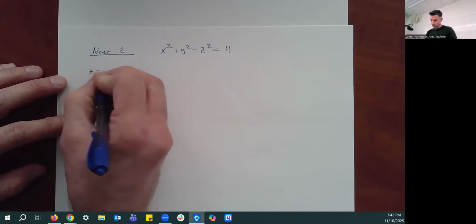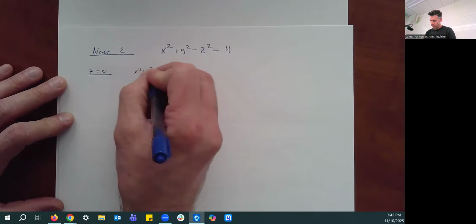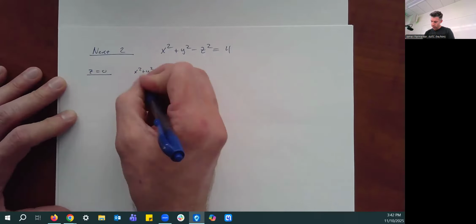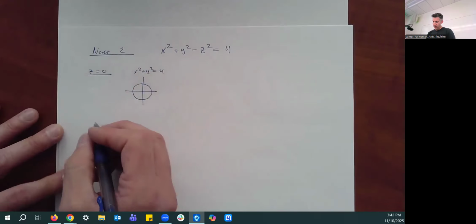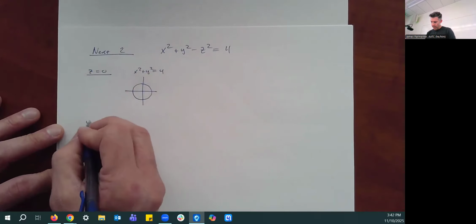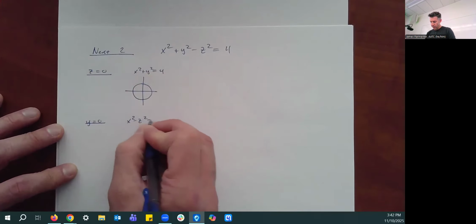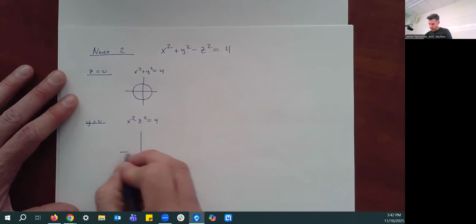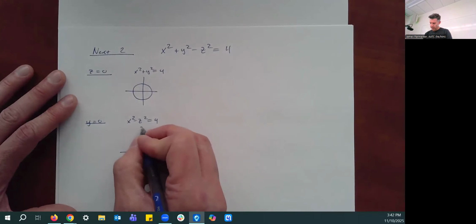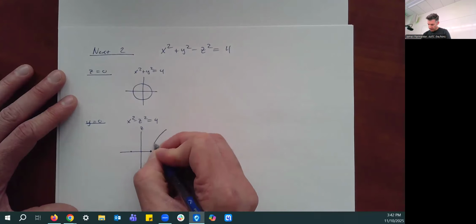So if z is equal to 0, we've got a nice trace. We've got x squared plus y squared equal to 4, a circle of radius 2. And fun times, if y is equal to 0, we have x squared minus z squared equal to 4, which is another hyperbola. It's going to have its intercepts on the x-axis, so it's going to look vaguely like this.